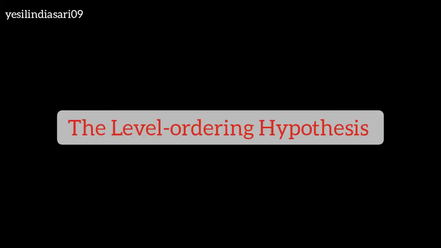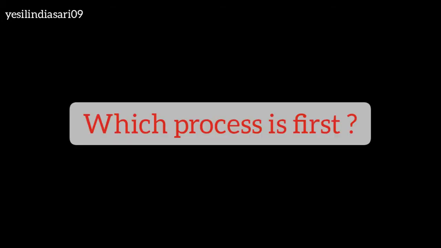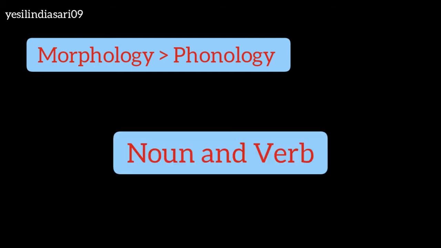The level ordering hypothesis. This part talks about morphology and phonology processes. Which process is first, morphology or phonology? The answer is it can be both. Morphology first, then phonology. When the morphology process is first, then the phonology process, this is the most common in English. Nouns and verbs have a big possibility of being the result of this process.